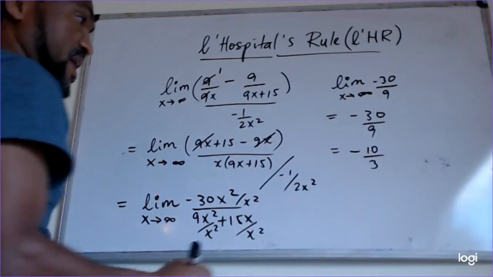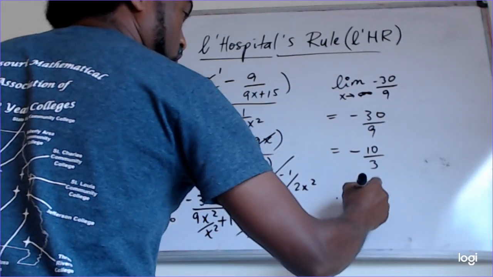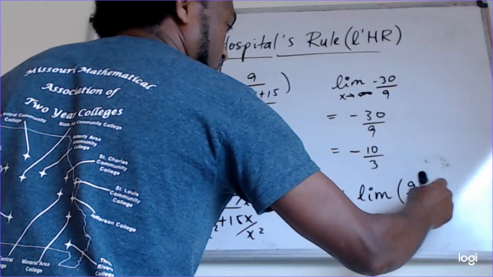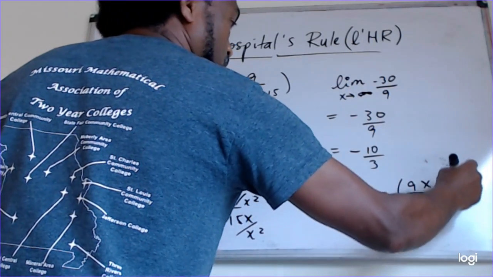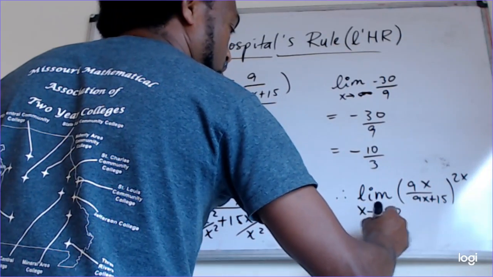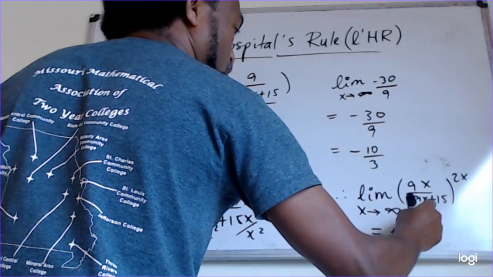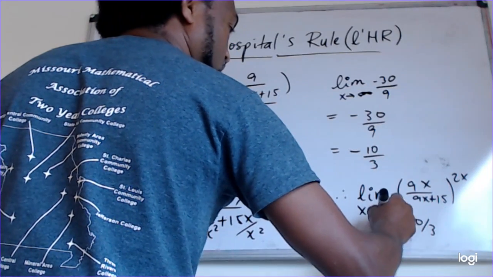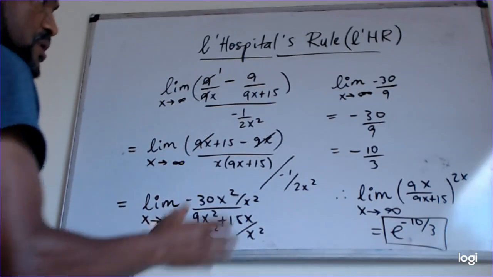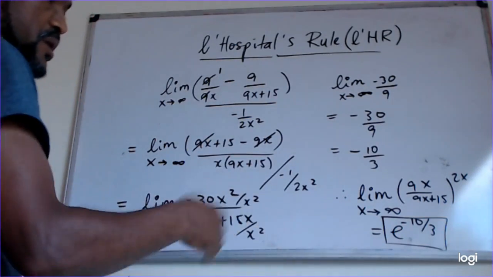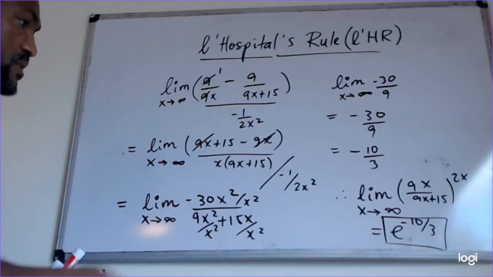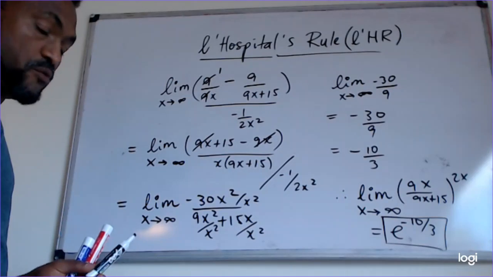So really that's my answer. So therefore, my final answer: the limit of 9x over 9x plus 15 to the power of 2x as x approaches infinity will be e to the power of negative 10 over 3, which is the exact value. By the way, you could have done this one by simply taking the logarithm and then solving for y instead of whatever I did, but this is the best way, I think, in my opinion.